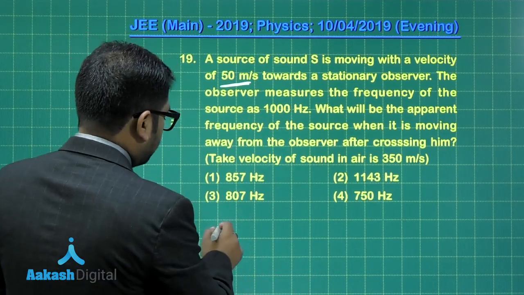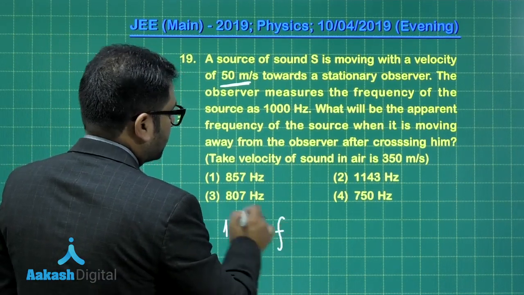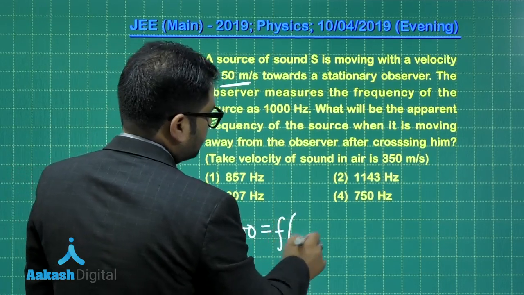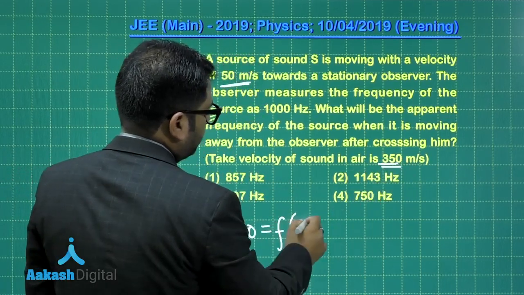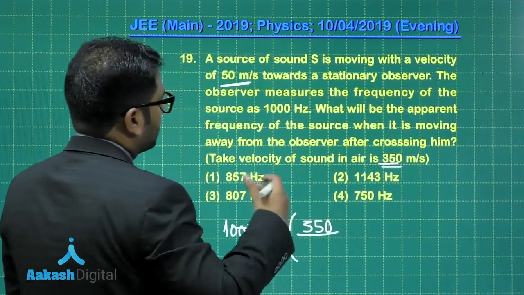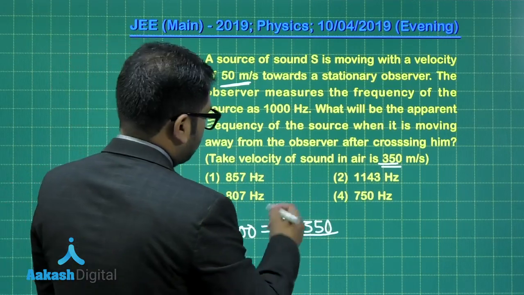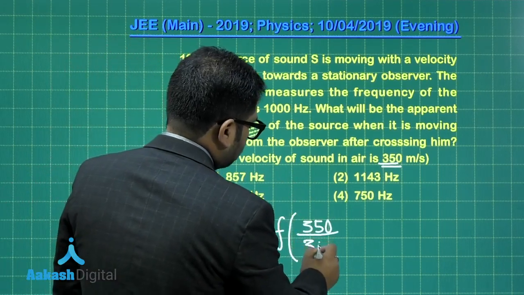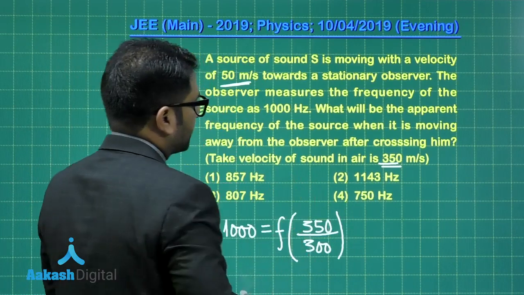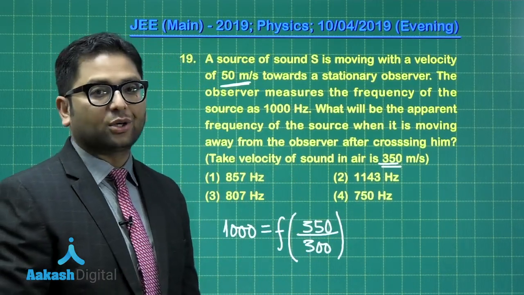That means initially the apparent frequency is this, which is equal to the real frequency, and the speed of sound is given here, which is 350. And that will be 350 divided by, because the source part is in the denominator, 350 minus 50, that's 300. That's the first data. That will give you the value of the true frequency or the real frequency.